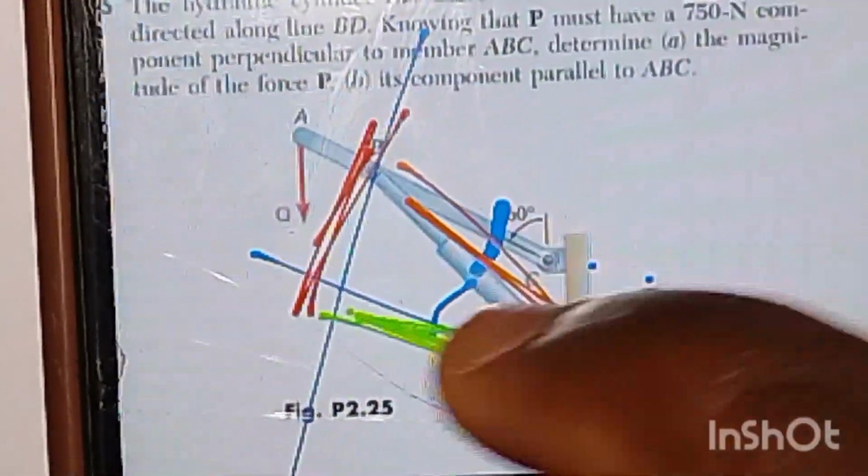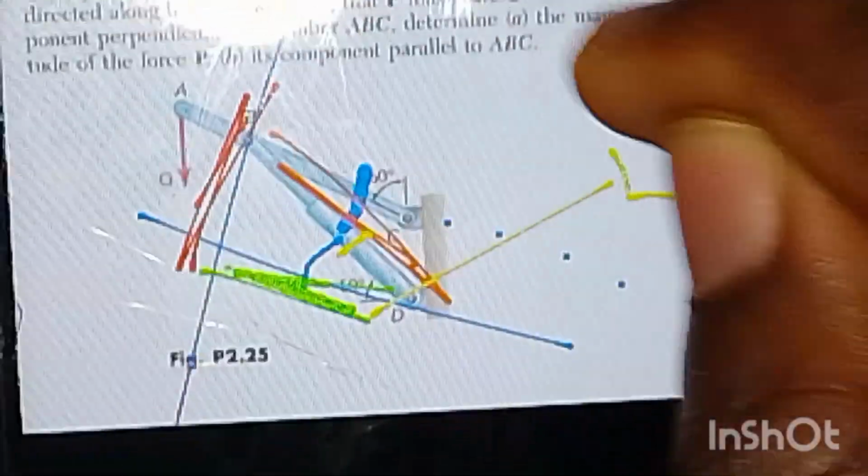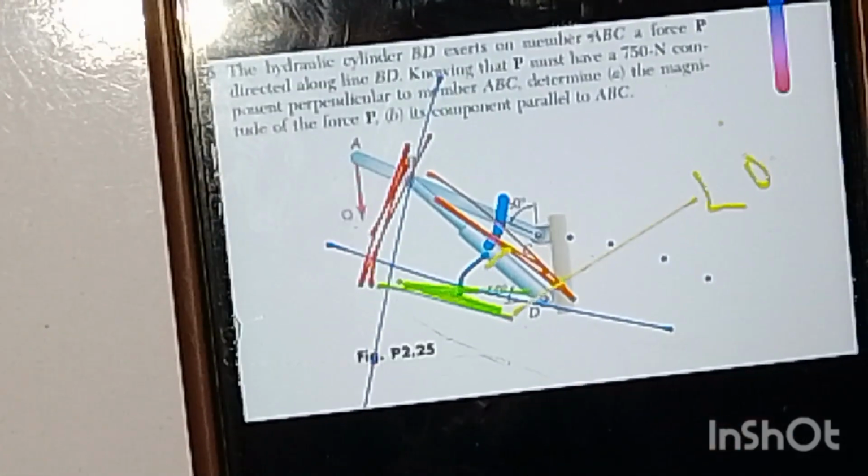Don't forget the red line is our PY, which is the vertical component. The green dot is our PX, which is the horizontal component, and the orange dot is our P magnitude. This angle here is 20 degrees. The yellow dot is 20 degrees. Since we already know the yellow dot is 20 degrees, we resolve this.